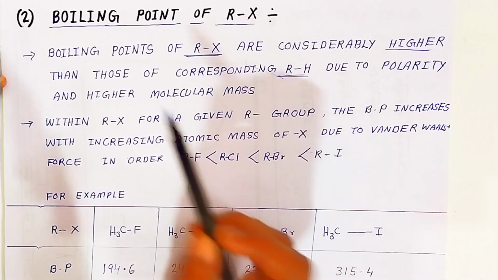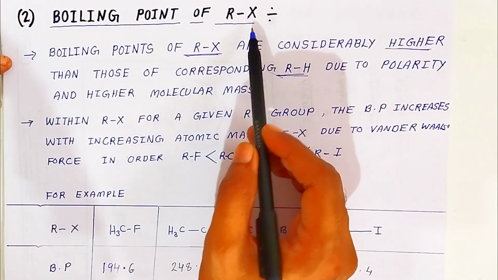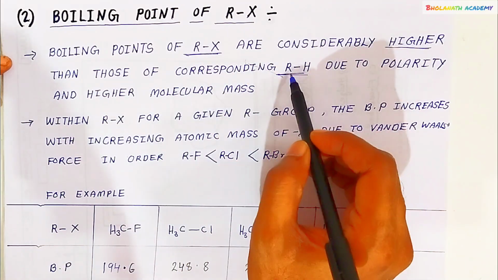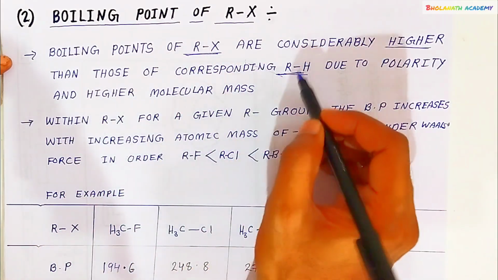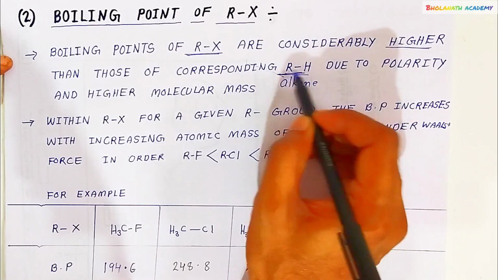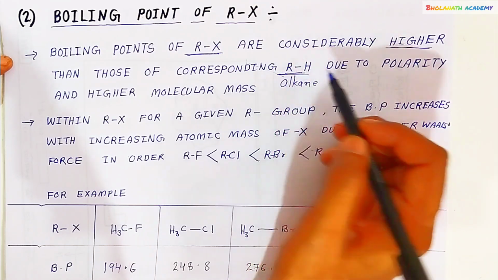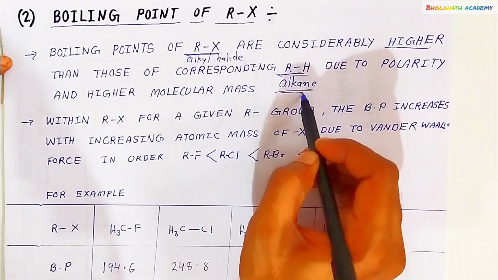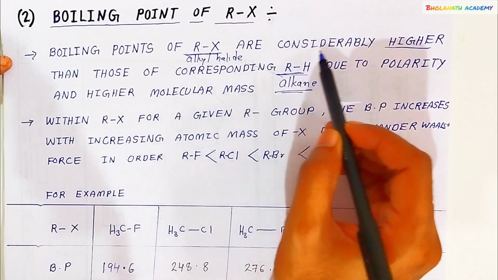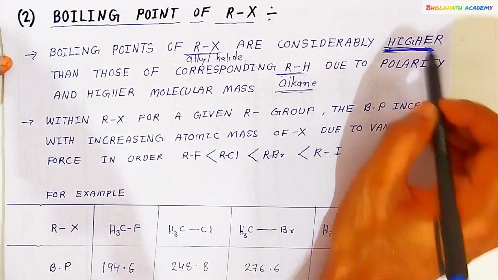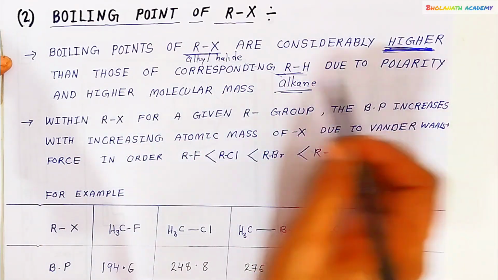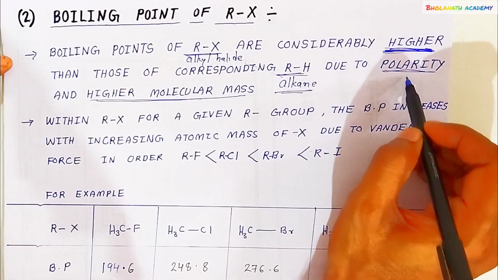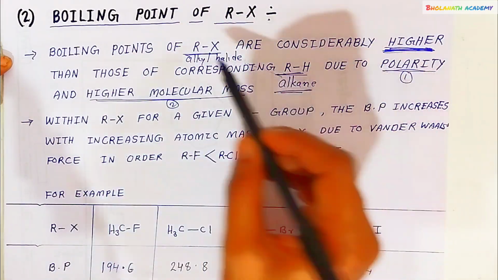The second physical property that we are going to see is the boiling point of alkyl halide. Boiling points of alkyl halides are considerably higher than those of the corresponding alkane due to the polarity and higher molecular mass. This is the alkane, students, that we represent as RH. If you remove the hydrogen, we call it alkyl. When you compare alkyl halide and alkane, the boiling point of alkyl halide is higher. Here two reasons are there: first, because of polarity, and second, because of higher molecular mass in alkyl halide.